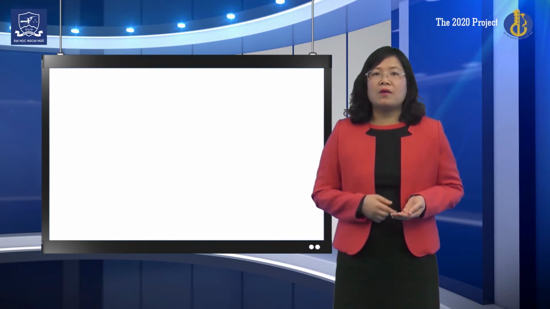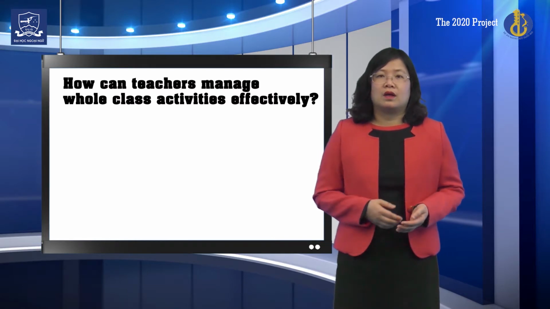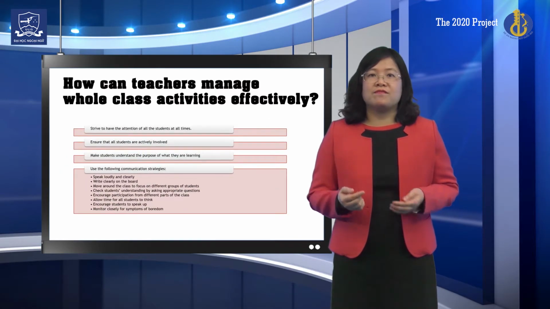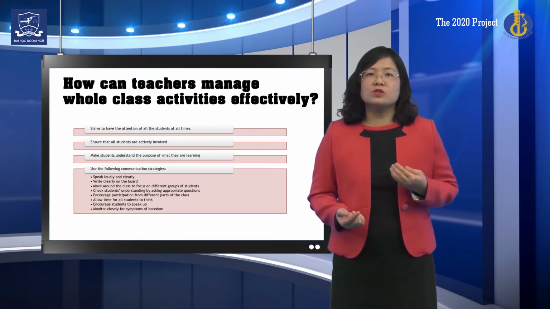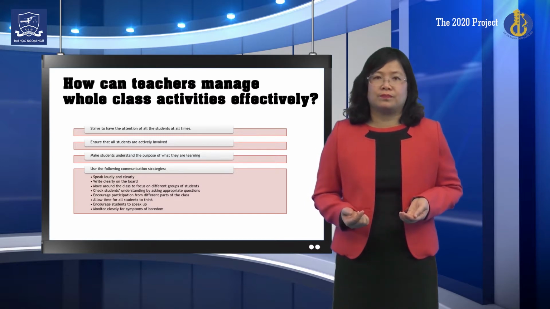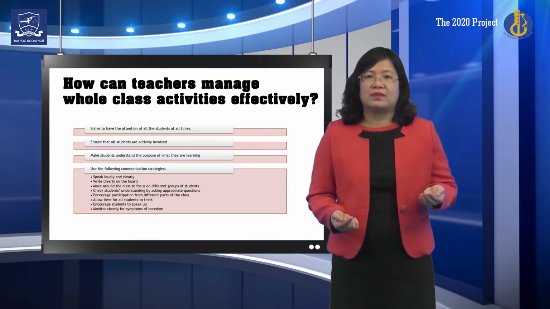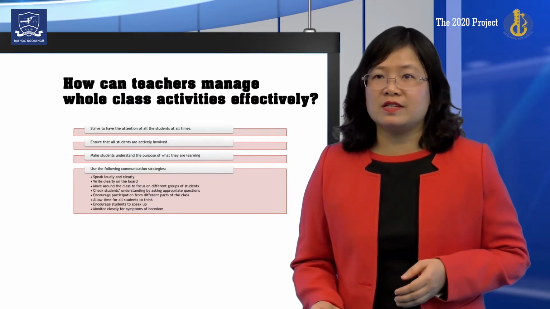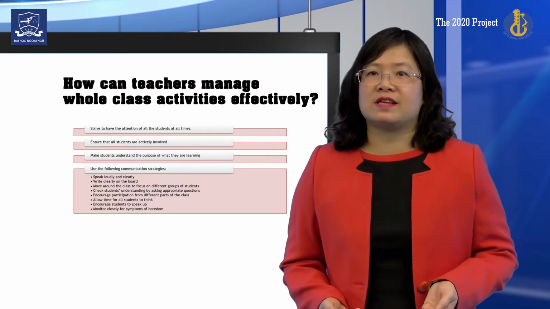So, how can you as teachers manage whole class activity effectively? Remember that in whole class activities, you must strive to have the attention of all the students at all times and to ensure that all students are actively involved. You will be more likely to engage students if they understand the purpose of what they are learning and the objectives of the class. Start each class by sharing your objectives. Ensure that you refer to them at the end of the class when you review the lesson.